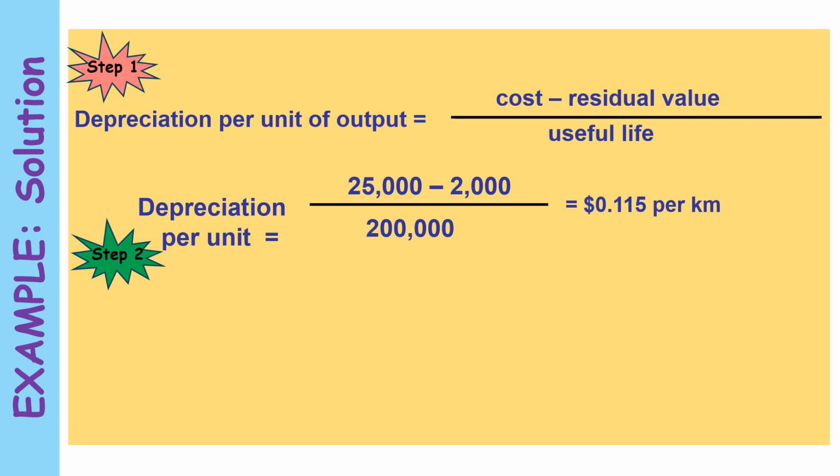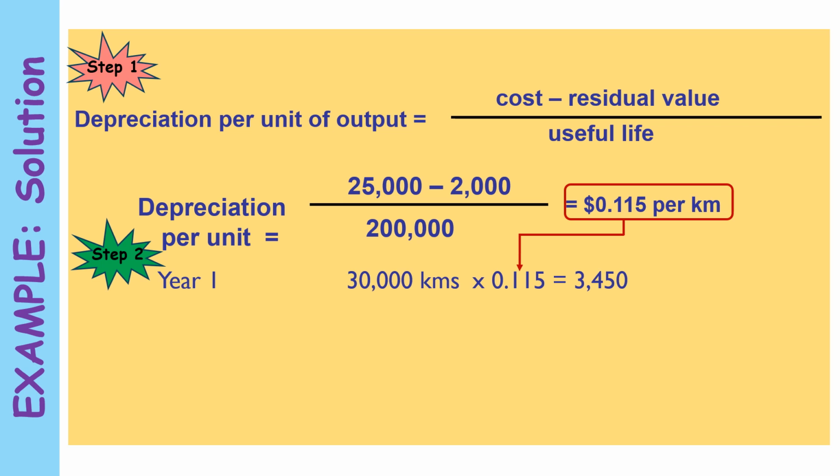Now, to calculate depreciation for each period, we just have to find out what the usage was in that period and multiply that by this depreciation per kilometer. So let's look at year 1. In year 1, the usage was 30,000 kilometers, and we will multiply that by the depreciation per unit, 0.115, to give us the total depreciation for year 1 as $3,450. Let's look at year 2. In year 2, the asset was driven for 60,000 kilometers, that is the usage. Multiply that by again depreciation per kilometer in step 1, giving us $6,900 of depreciation for year 2.